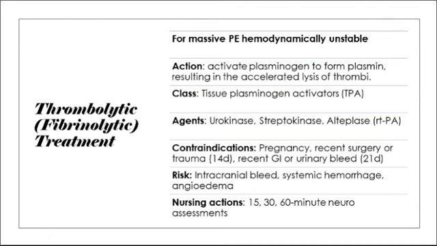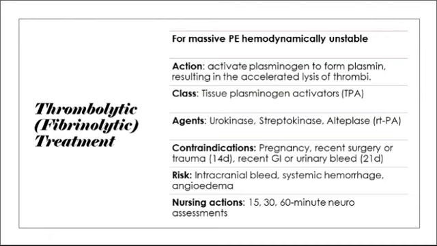So hemodynamically unstable. It acts by activating plasminogen to form plasmin and accelerates the lysis or breaking up of the thrombus. The class is tissue plasminogen activator. That's why you will hear them called TPA. The agents are urokinase, streptokinase, and the newer of them is alteplase, which is a recombinant tissue plasminogen activator, or recombinant TPA, which means it is made in a laboratory.